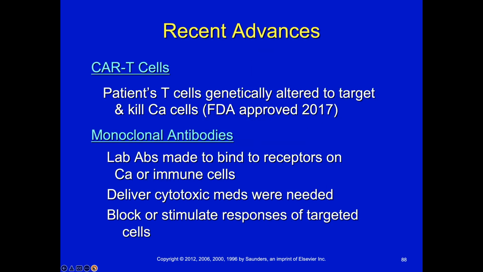So more recent advances involve primarily two aspects of utilizing the immune system. One is something called CAR T cells, and this is where the patient's own T cells are genetically altered. That's done in a lab. These cells are removed from the patient's body. And then once they are altered to be able to target and kill cancer cells, they are reinfused into the patient. So this is something that was approved for treatment officially by the FDA in 2017. And I will be talking about this a little more in next week's lecture.